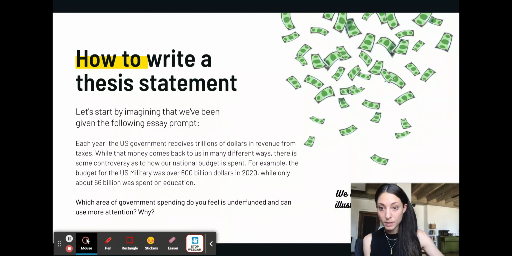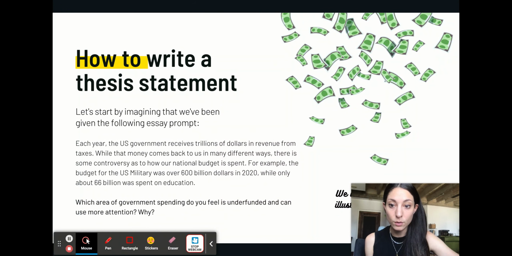So here's the prompt. Each year, the US government receives trillions of dollars in revenue from taxes. While that money comes back to us in many different ways, there is some controversy as to how our national budget is spent. For example, the budget for the US military was over $600 billion in 2020, while only about $66 billion was spent on education. Which area of government spending do you feel is underfunded and can use more attention, and why?